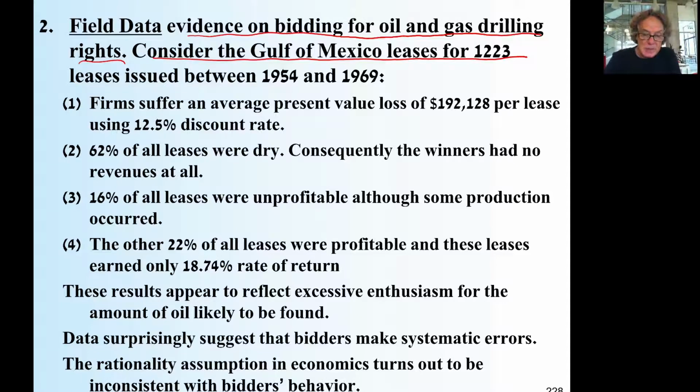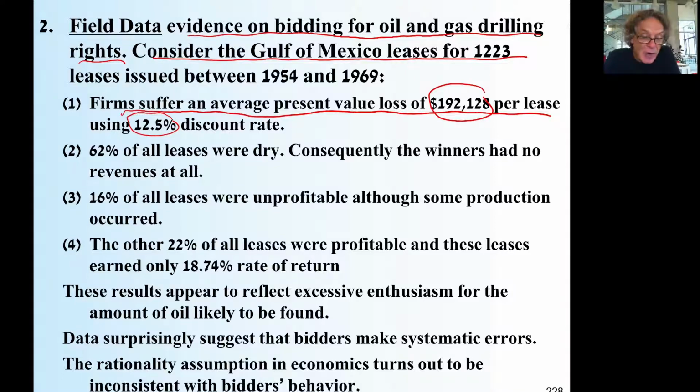Now I tell you what happens. First, the firm suffers an average present value loss of $192,000 per lease, using a 12.5% discount rate, because it takes time until they get the oil. So if you get the same money later in the years, it is worth less. So you have to take an average with a discount rate. They assumed 12.5%. It was not that high at that time.